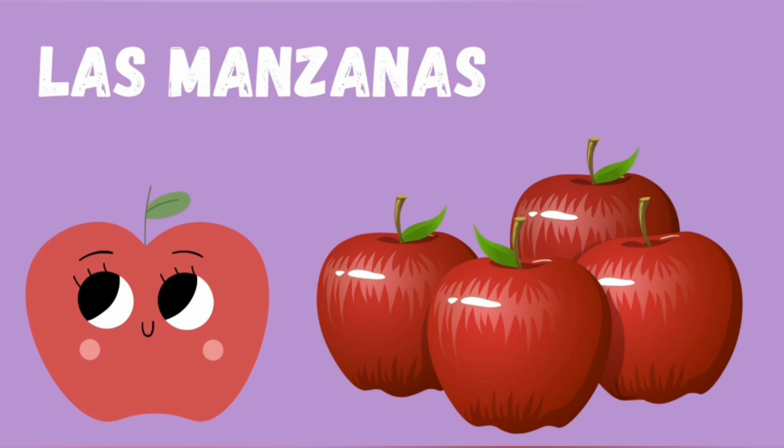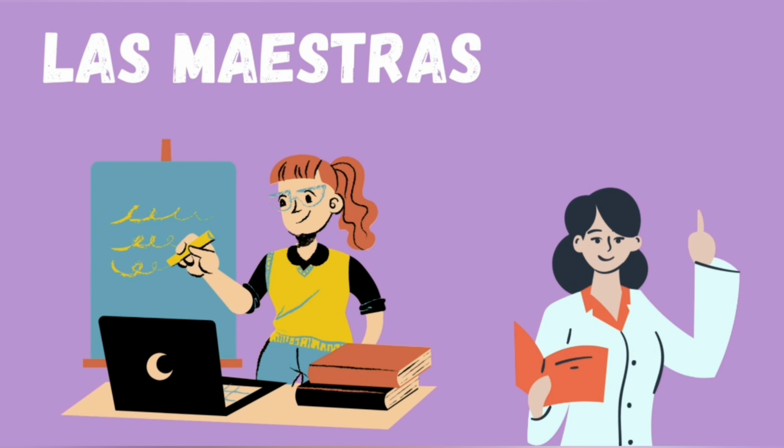So let's see these examples. We have the apples in English. In Spanish, we're going to say las manzanas. Las manzanas. Okay, it's plural form and the gender is female. The teachers, in English and Spanish, we're going to say las maestras, because we're talking about only a group of girls, okay? The gender is female, number, plural.